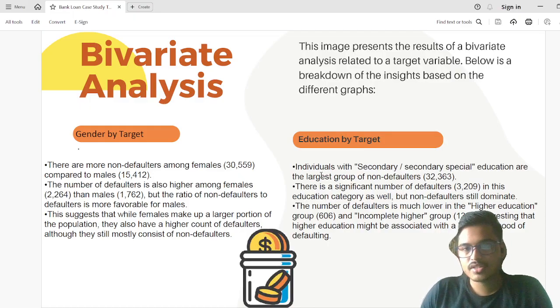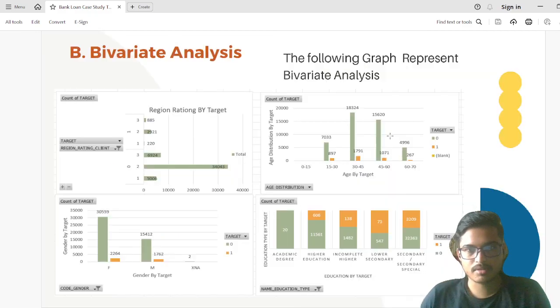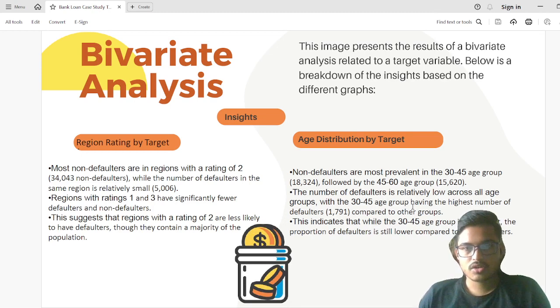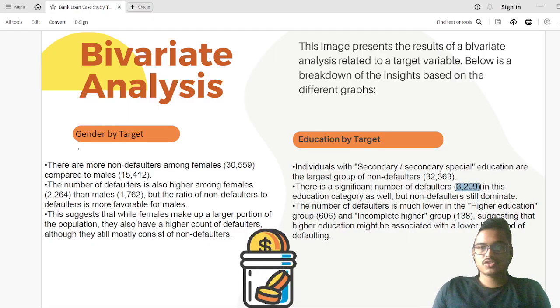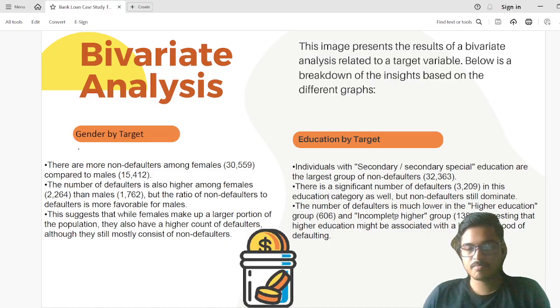Education by target. Education with the senior secondary and special education are the largest group of non-defaulters, 32,000 for university. This one, the fourth graph. We can see the last graph, that is this one. The number of defaulters is relatively low across all groups. There is a significant number of defaulters, 32 in this education category as well, but non-defaulters still dominate. The number of defaulters is much lower in the higher education group, that is 606, and incomplete higher group, 138, suggesting that higher education might be associated with a lower likelihood of defaulting.